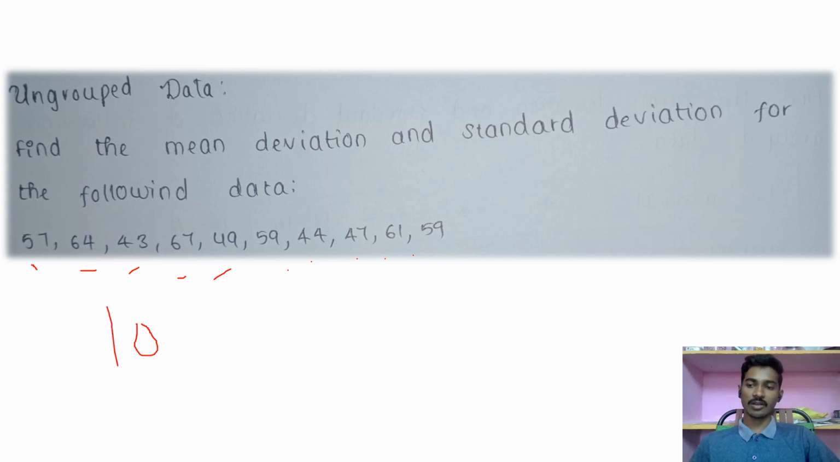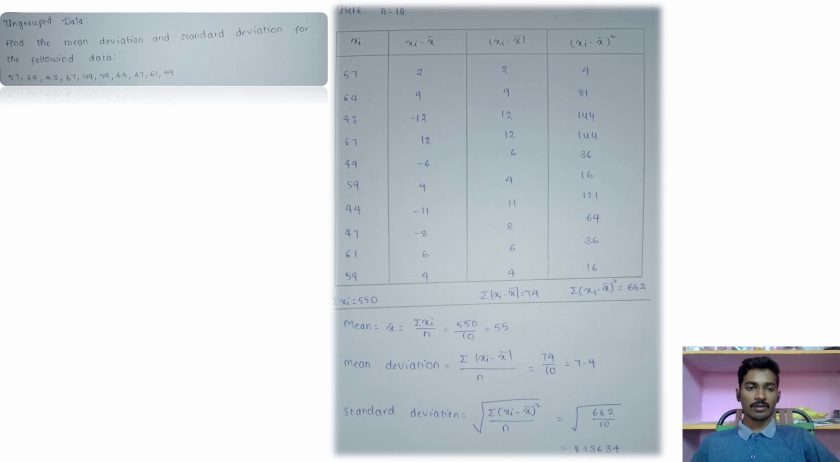Now let's solve the problem. In this problem we have to find mean deviation and standard deviation. Here we are going to calculate them based on mean, that means with respect to mean. As it is not mentioned in the question, by default we will calculate mean deviation and standard deviation with respect to mean. To calculate the mean, the formula is x bar is equal to sigma xi by n.